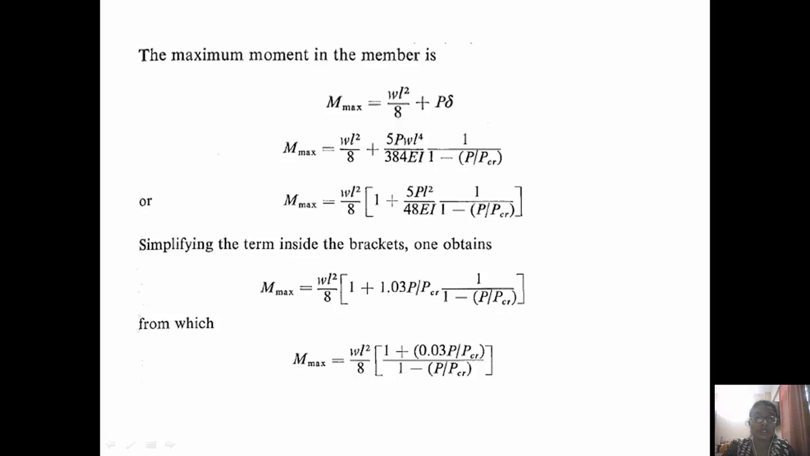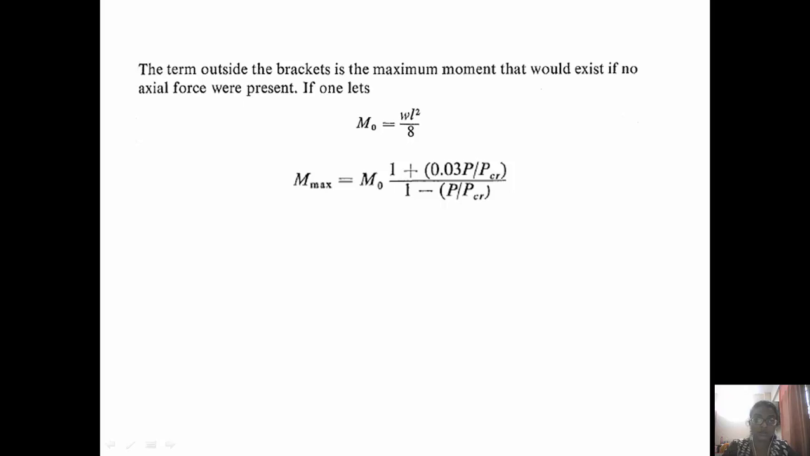Now we consider the maximum bending moment on the member, which can be given by Mmax is equal to WL square by 8 plus P delta, and substituting the value of delta, we get WL square by 8 into 1 plus 5 PL square by 48 EI into 1 by 1 minus P by PCR. Simplifying the term inside the brackets, we finally obtain Mmax is equal to WL square by 8 into 1 plus 0.03 P by PCR divided by 1 minus P by PCR.